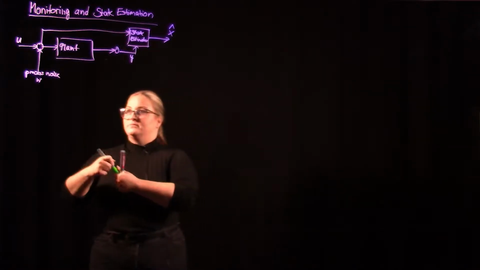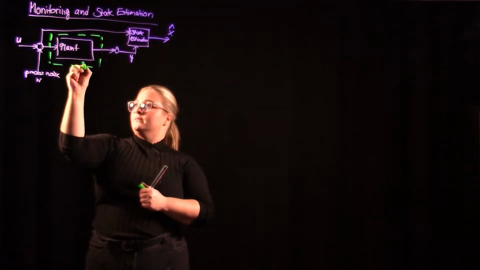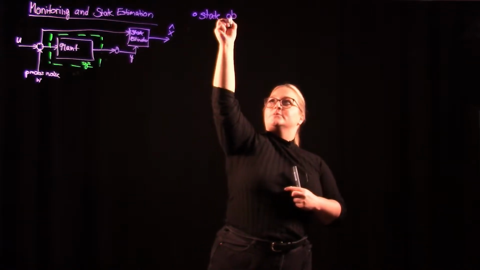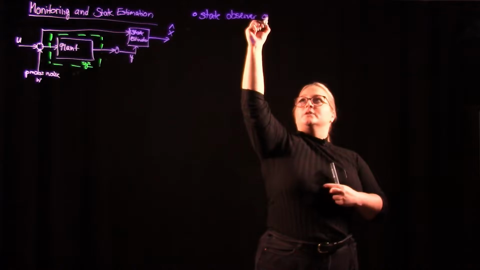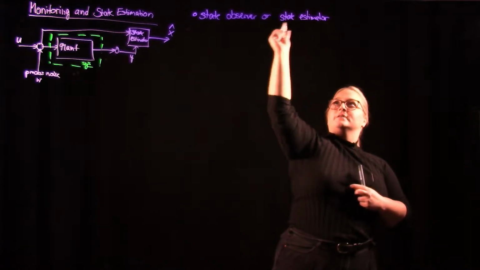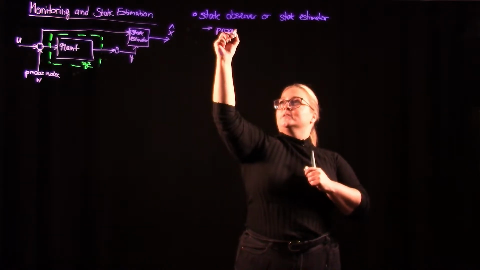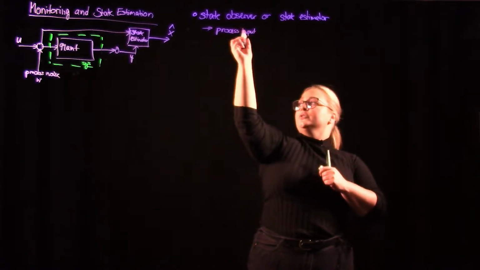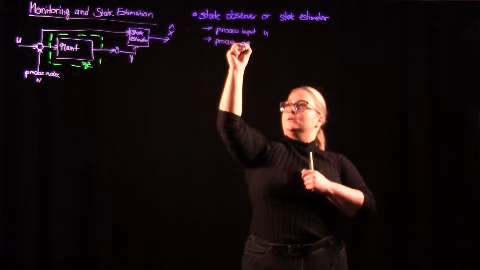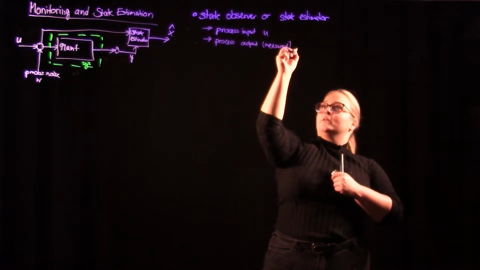So this is our system. We have our state observer or state estimator, which uses the process input U and the process output, which is measured, Y.